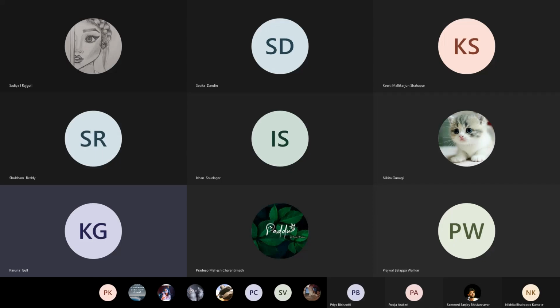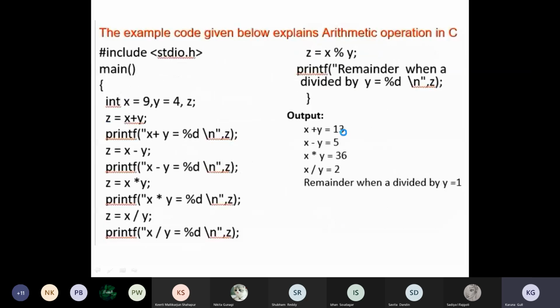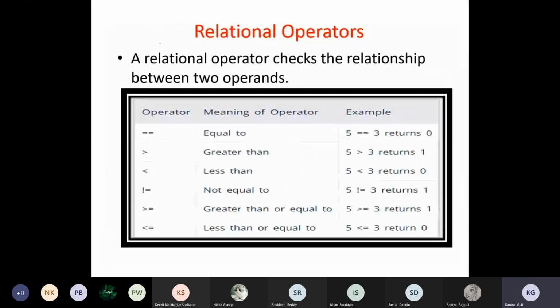Can you see the slide movement, Sharma? Can you see the slide movement, students? Hello? Yes, ma'am. Okay.